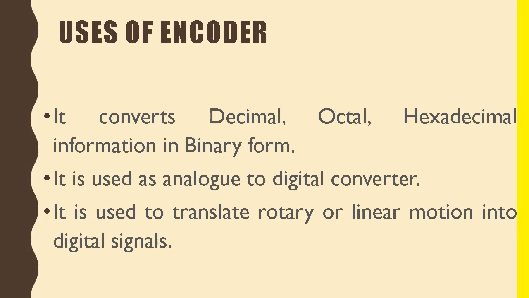Uses of encoder: it converts decimal, octal, hexadecimal information into binary form. It is used as an analog to digital converter. It is used to translate rotary or linear motion into a digital signal.